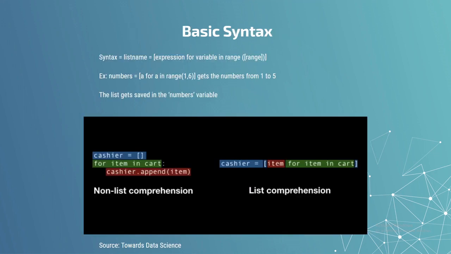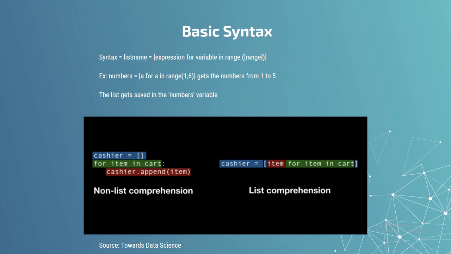Let me explain how. The basic syntax for list comprehension is an arbitrary list name, and then you put in brackets the expression for a variable in a range.